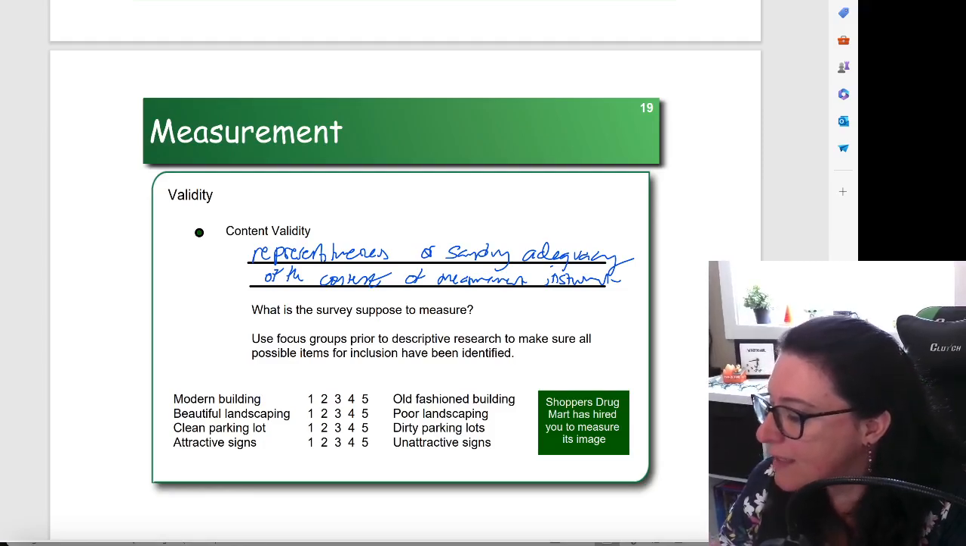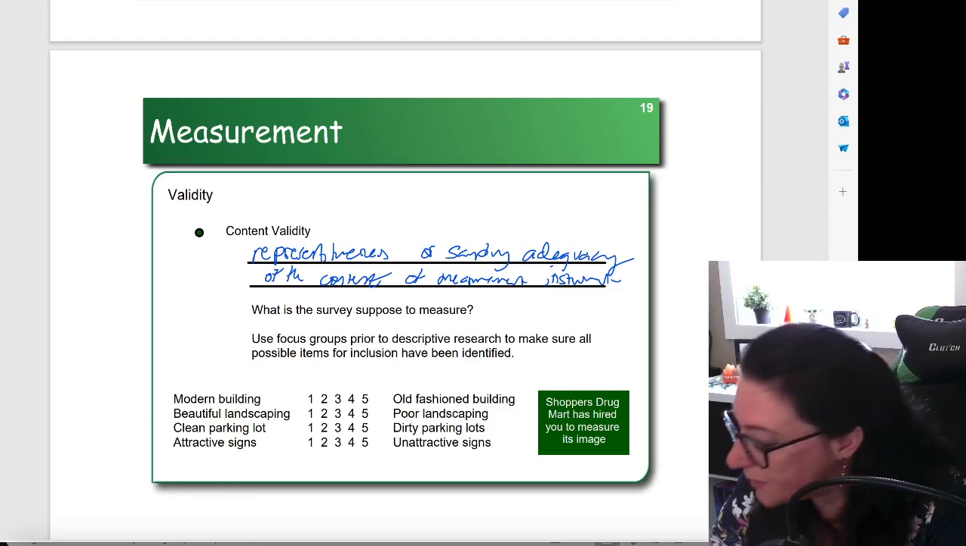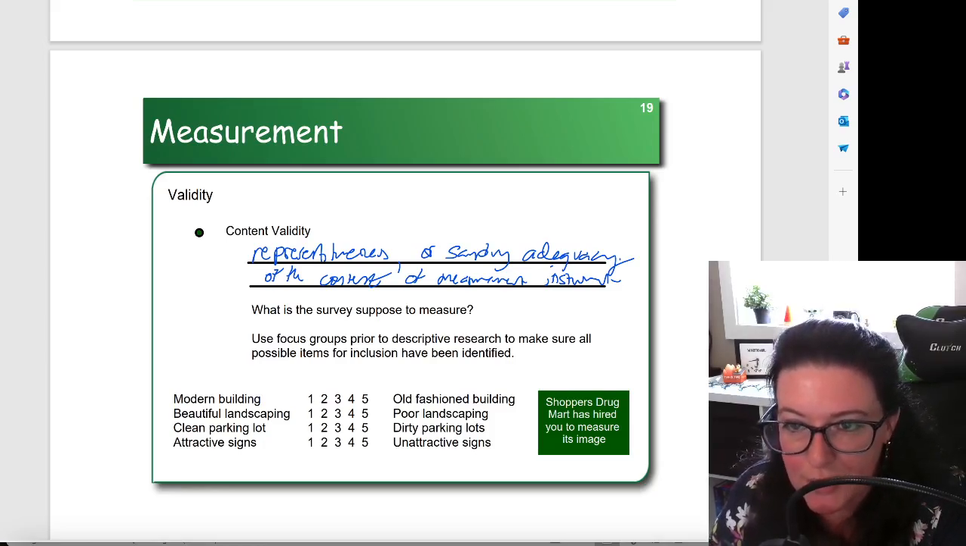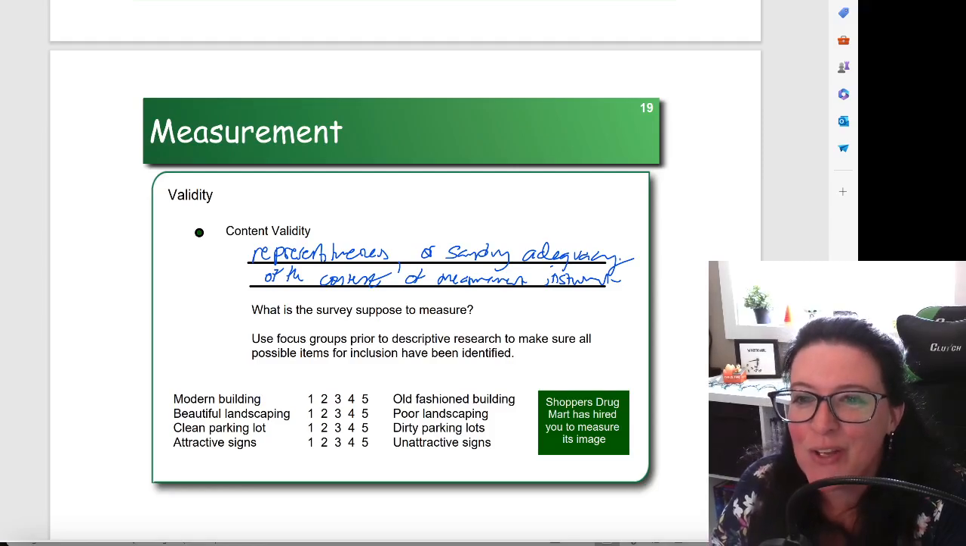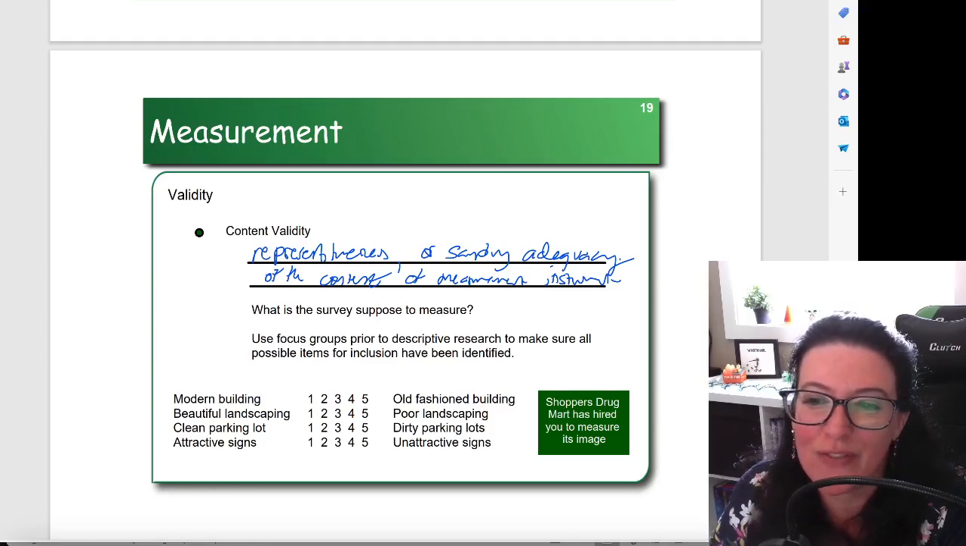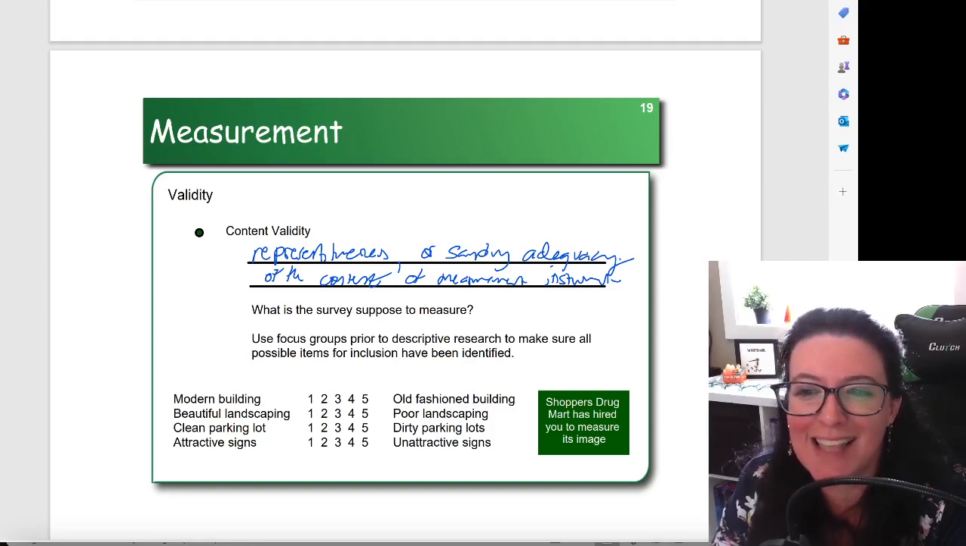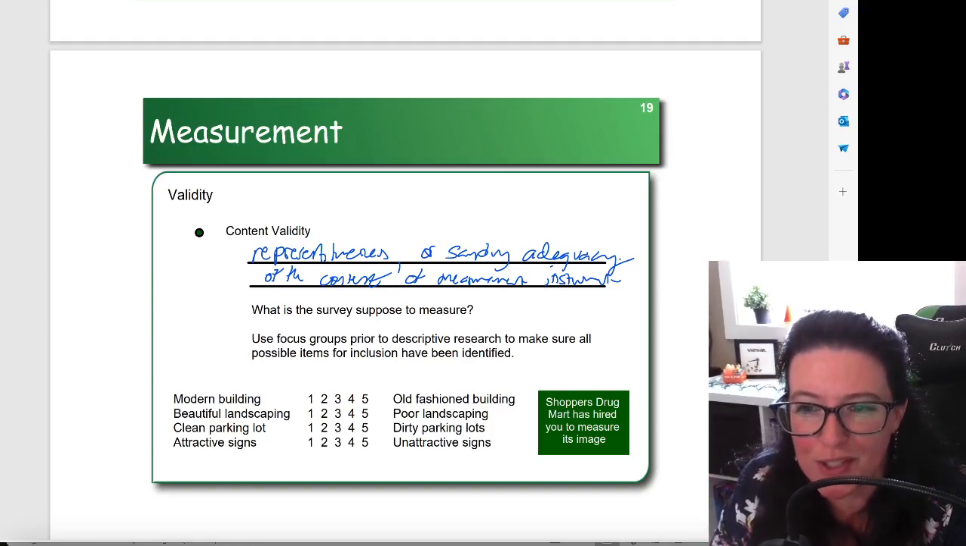So representativeness, or sampling adequacy of the content of the measurement instrument. We could, for example, use focus groups prior to developing our survey tool to make sure that the terminology we need is there, that all the ideas or options are there.